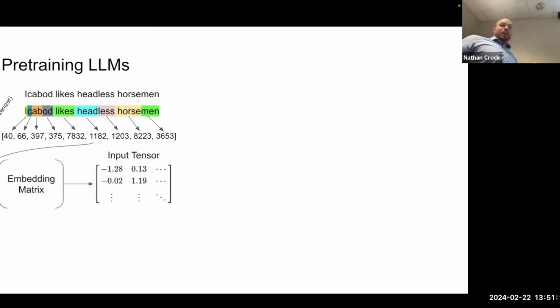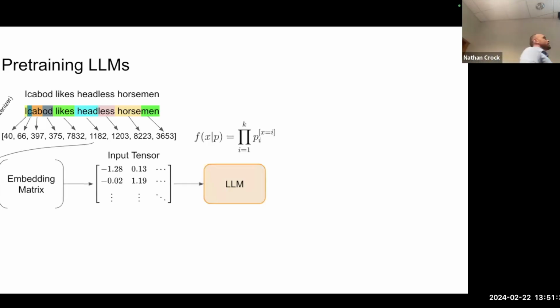Okay, so that's what happens: every token just plucks a row out of this embedding matrix, and then we get this giant input tensor, and this is what goes into the large language model finally. Here we sweep the details under the rug. You've got the transformer, self-attention, cross-attention, cool stuff going on inside of here. We won't dig into that.